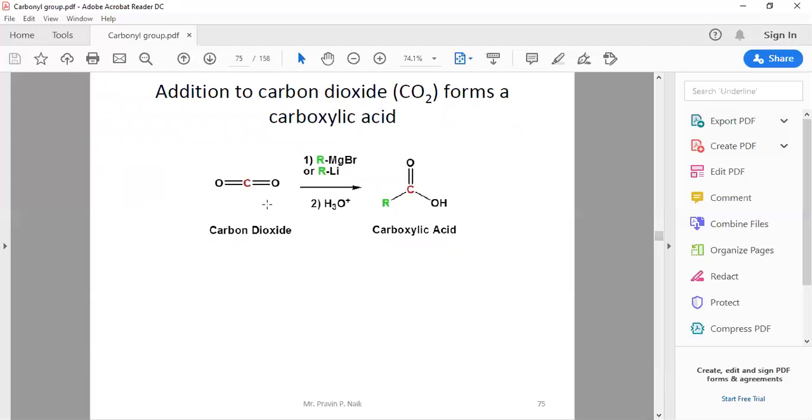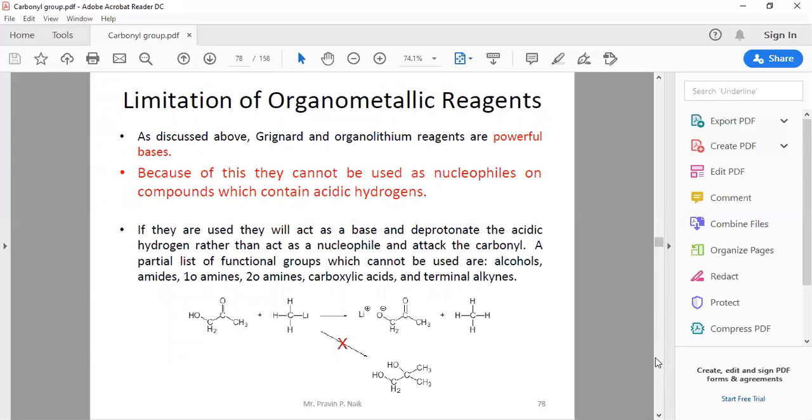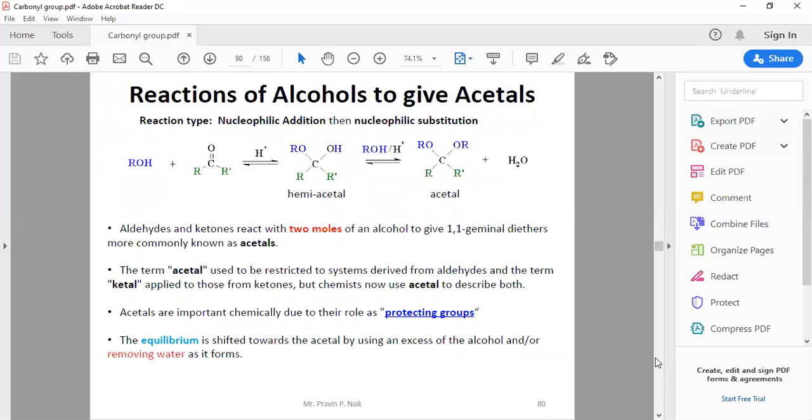Another reaction is when you react carbon dioxide with organometallic compounds, it gives carboxylic acids. So these are the different examples for revision. The next reaction is the reaction of alcohol to give acetals.